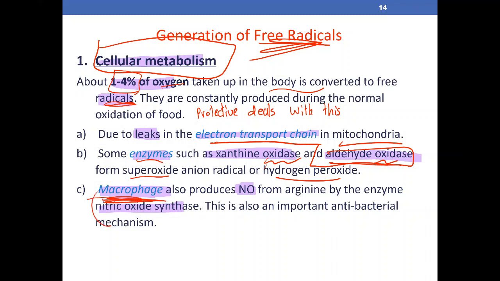And finally, macrophages. Macrophages are immune cells, and immune cells use free radicals to kill bacteria. So they're antibacterial. So these free radicals are good. It produces a nitric oxide free radical. Remember that. This is what it produces.